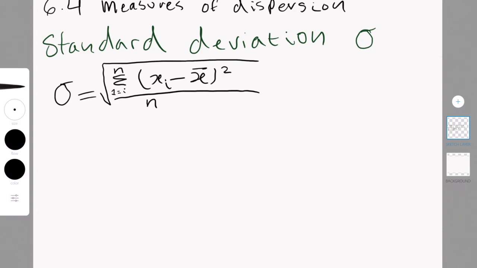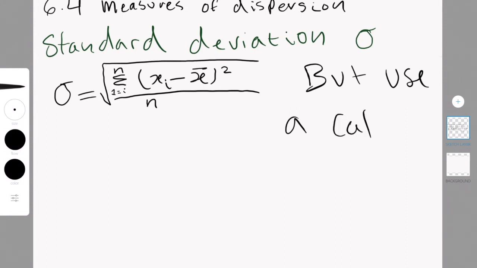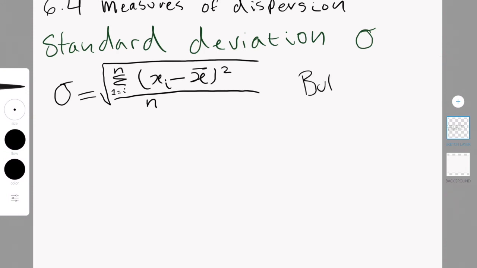Now, I am writing the actual formula right here, but you really don't need to know it. Yeah, I know that might sound stupid, but just use your calculator. They'll never ask you for standard deviation without a calculator. At least that's what my teacher has told me, so hopefully she's not lying.